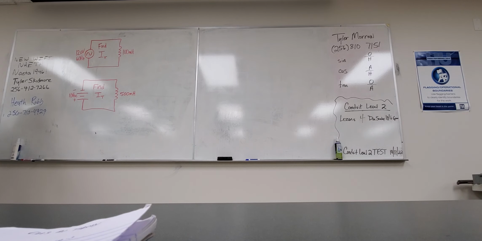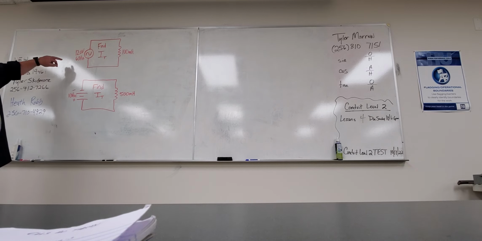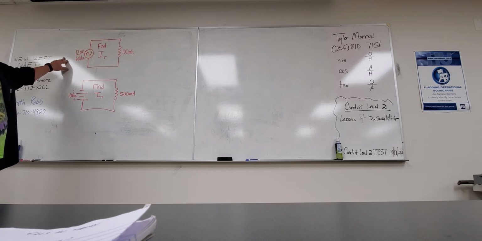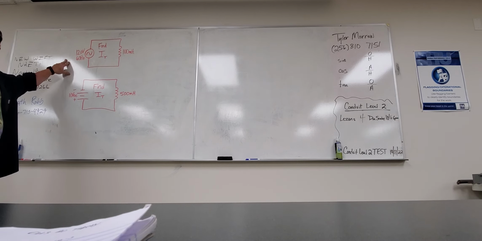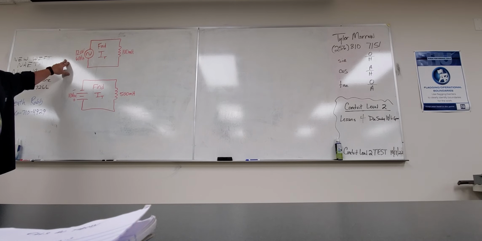Alright, so here we have an inductor hooked up to a 120 volt, 60 hertz source. What is our total current? Any guesses on what this formula would be?